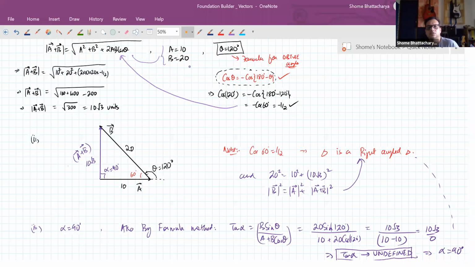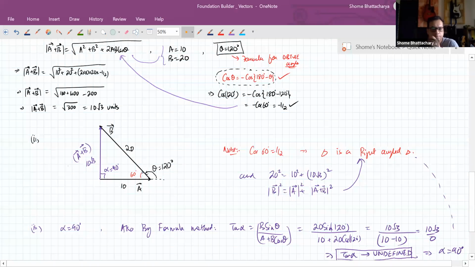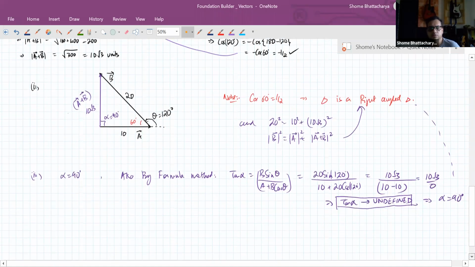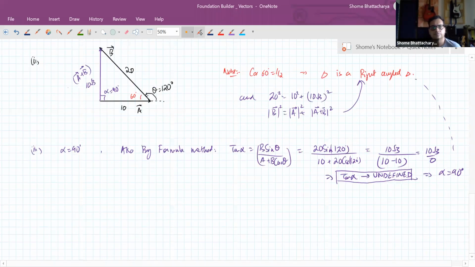Okay, so hope the second and the third part are also clear for all of you. So obviously this is because the values given in the question are like this, because the magnitudes of A and B are 10 and 20 and the angle is 120. That's why it's happening. It will not always be the case like this. It depends on the particular values. So if you finish with this, let's do another question for practice.